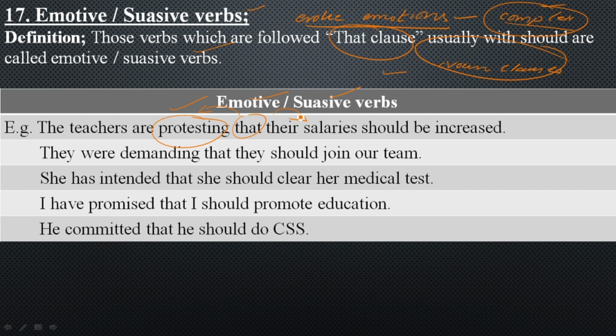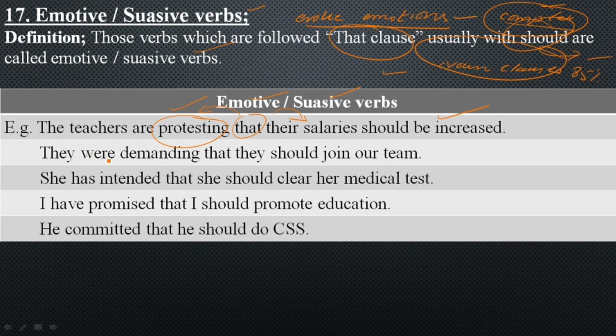The teachers are protesting. Why are they protesting? What are their emotions behind it? That their salaries should be increased. Keep in mind, when you join them, you will use the modal auxiliary verb should. Should actually gives 85% possibility of an action.